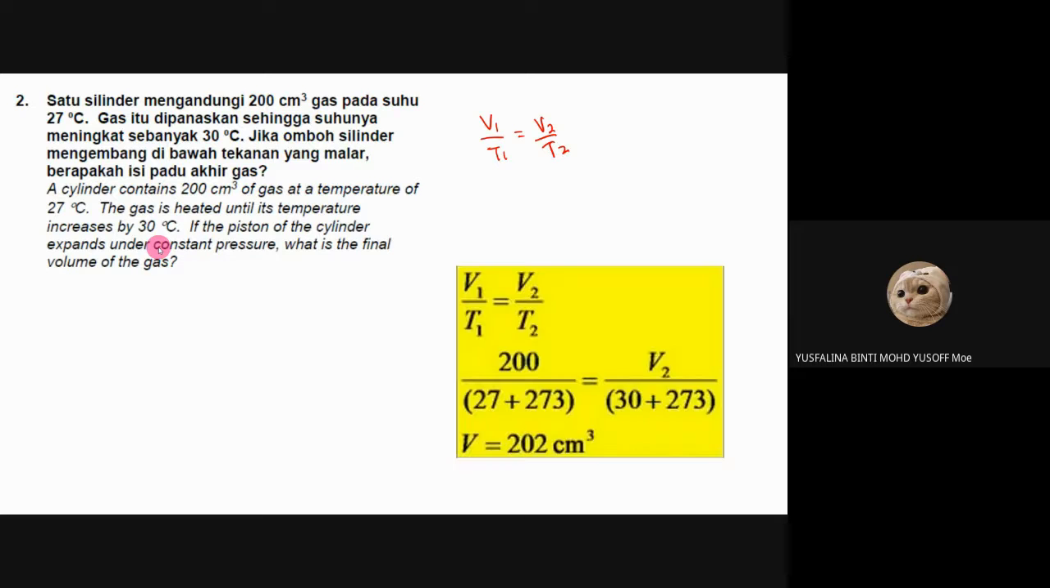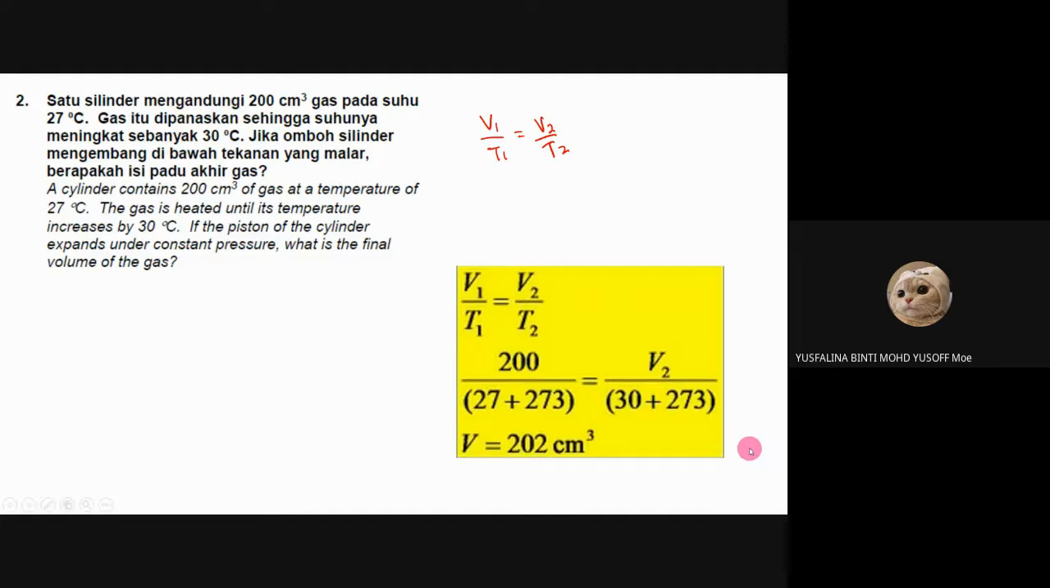Okay, but for this one, they give you the wrong answer, right? Why? Because they didn't add the temperature here, right? You have to add, because this one says it increased by 30 degrees Celsius. It's not like it increased until 30 degrees Celsius. So this will increase by 30 degrees Celsius, and this one is the wrong answer. It should be 220 centimeter cube. Okay, very good.